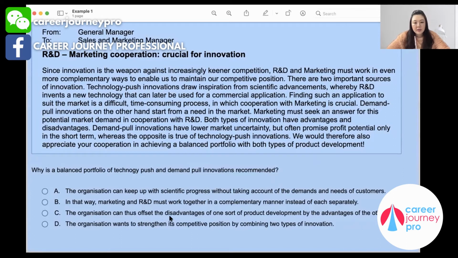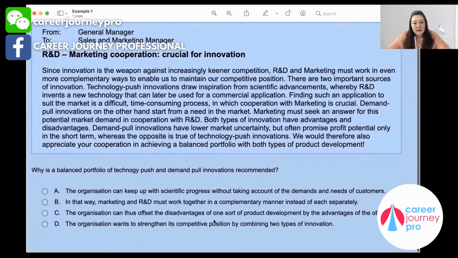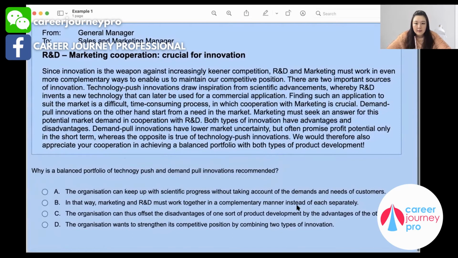So C says organization can thus offset the disadvantage of one sort of product development by the advantage of the other. That is talking about advantage and disadvantage. So point number 2 is keywords. Where does it say advantage and disadvantage, which is the end of line 3 from the bottom, or line 4 from the bottom. Both types of innovation have advantage and disadvantage. And then the next sentence talks about promise, what does it mean? So C sounds correct. It's not. So that's one of our options here. And that's my point number 2.